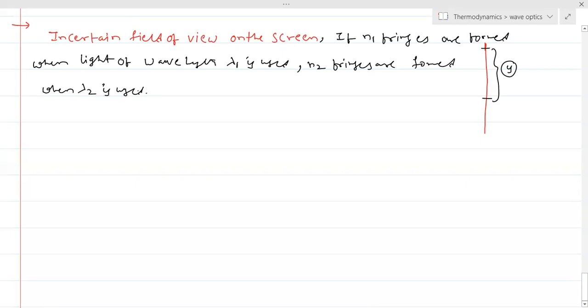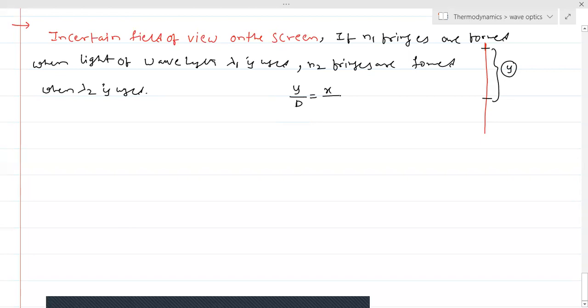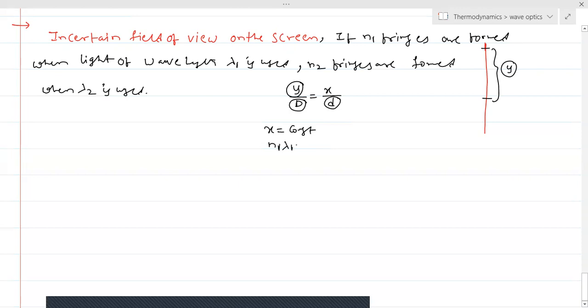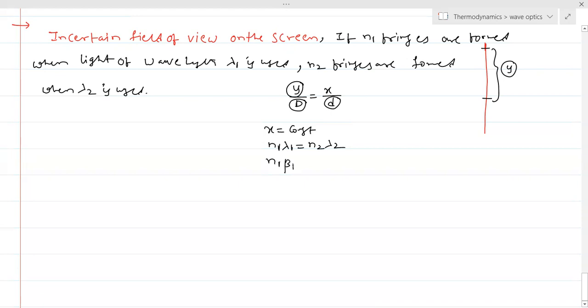So then they need a relation between lambda 1 and lambda 2. We know that in YDSE the most popular relation is y by D is equal to x by d. Since we are using the same device, the same YDSE, the distance between the slit and the screen is the same, and the distance between the double slits is also the same. So our final condition is that x is equivalent to a constant. So for the bright fringe we get n lambda: n1 lambda 1 equal to n2 lambda 2, or sometimes we may use n1 beta 1 equal to n2 beta 2.